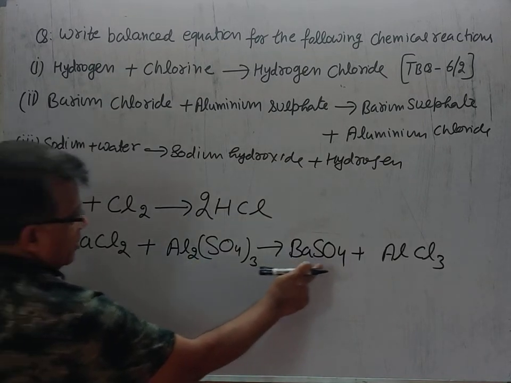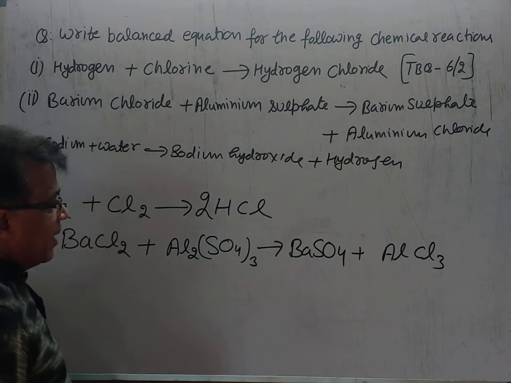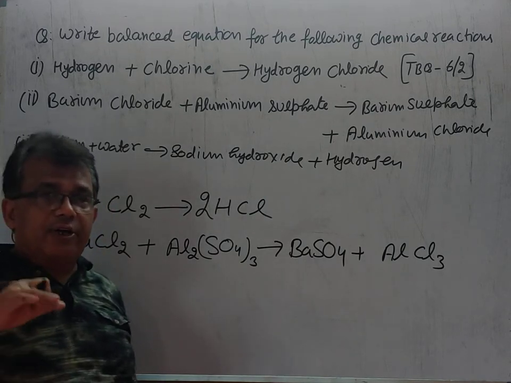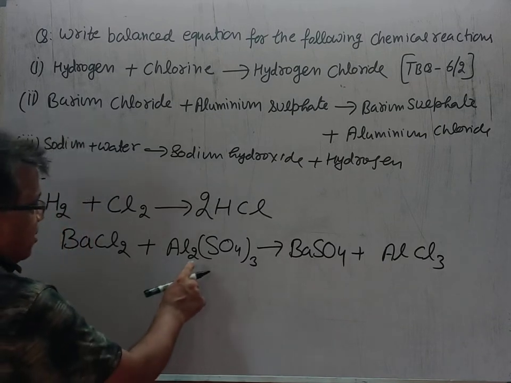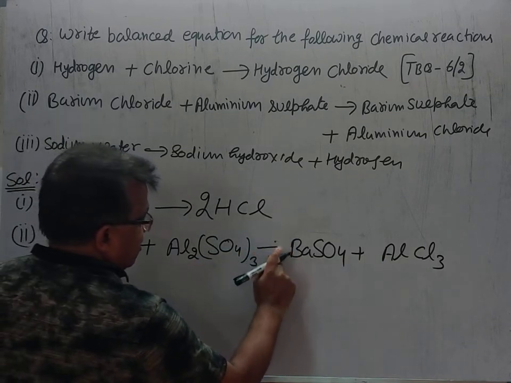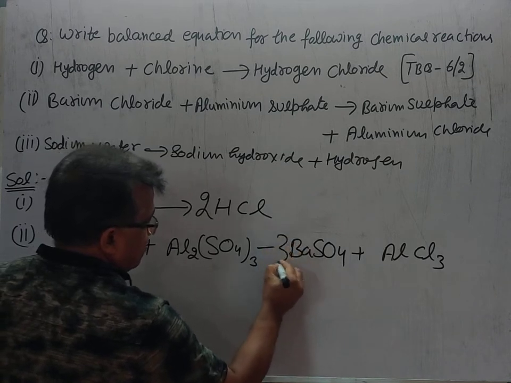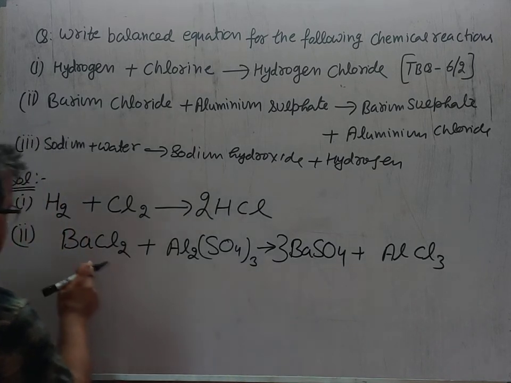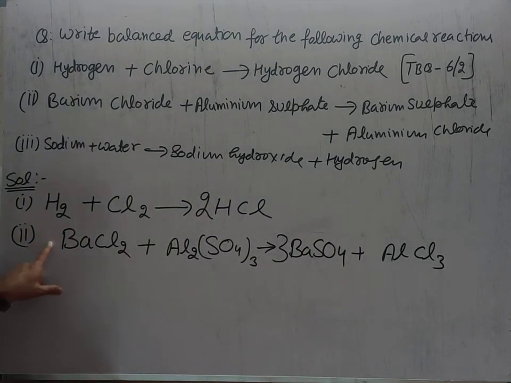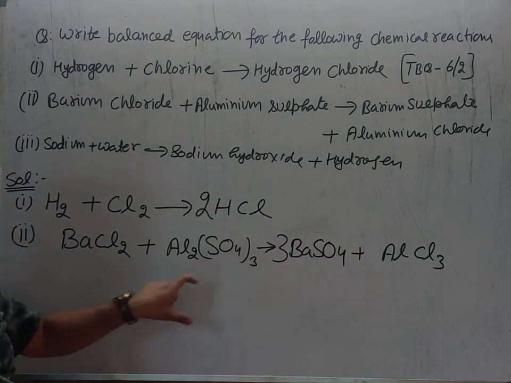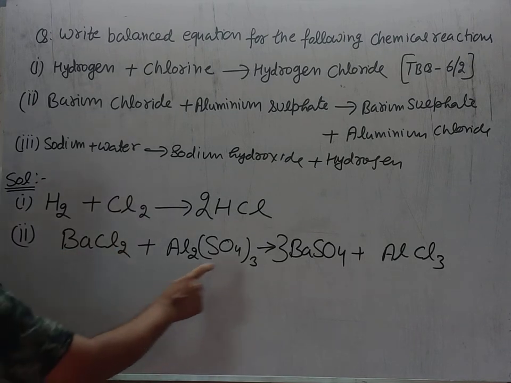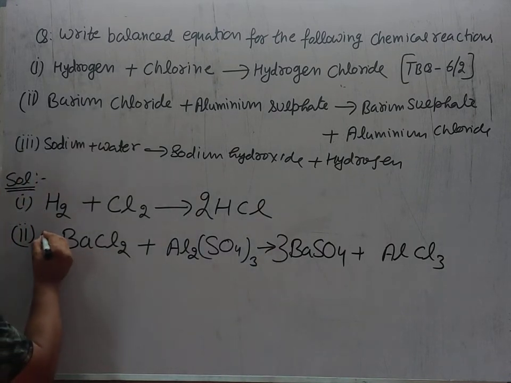SO4 is 3 here, here it is 1. Whenever we balance we have to equalize, and for equalization we will never reduce anything, we will increase. Like SO4 on this side, we shall write 3 here. Now Ba is 3 on this side but 1 on the other side, so we shall equalize them, and for that we shall not decrease, we shall increase it, that is 3 BaCl2.